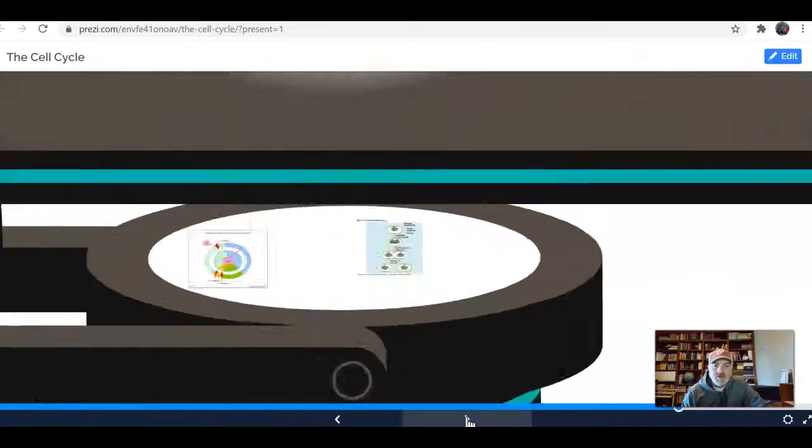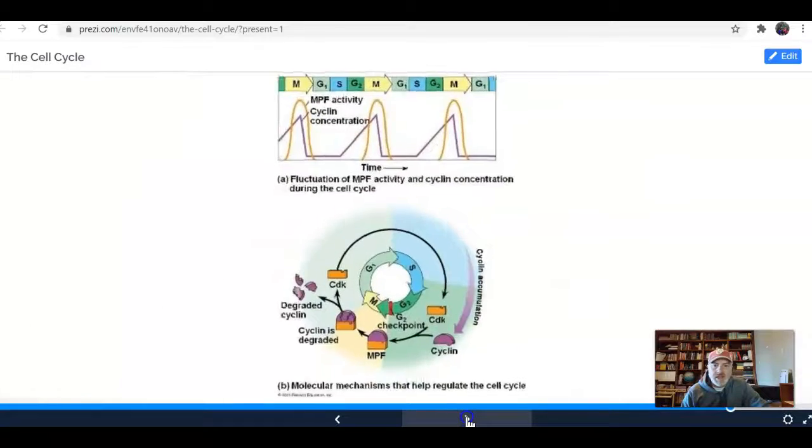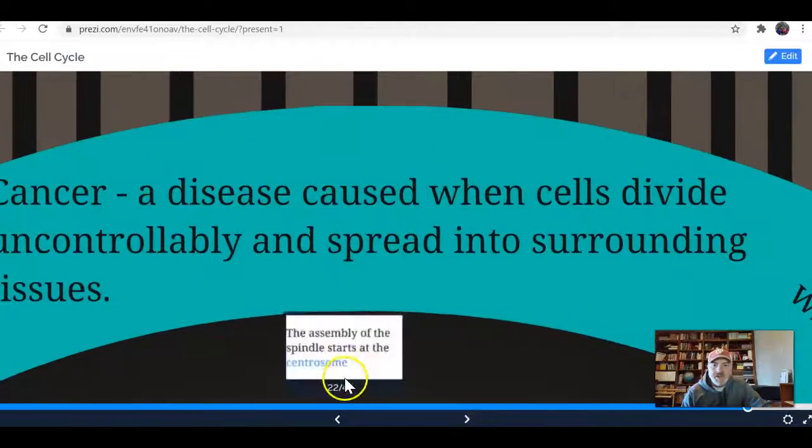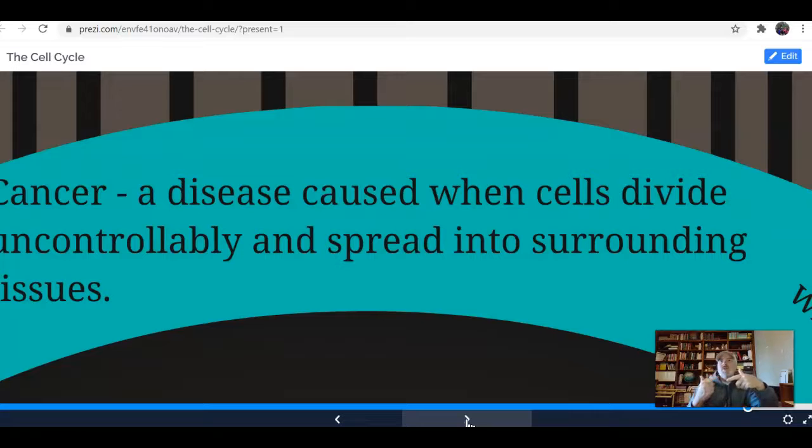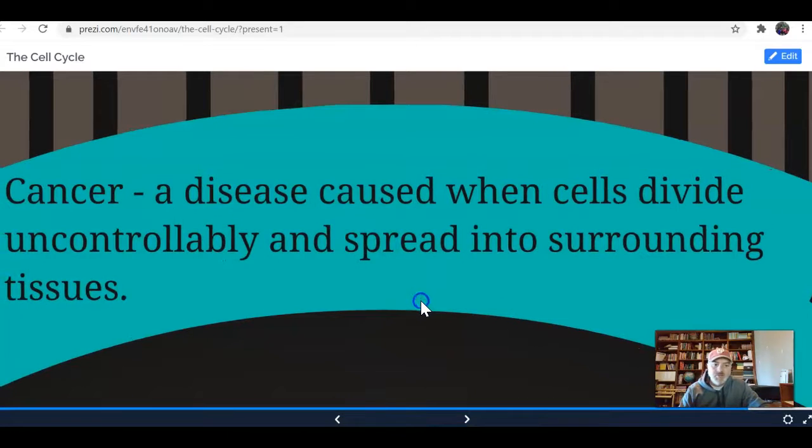cancer, and you had the hyperdoc on it last week. So real briefly I want to talk about cancer. It is a disease caused when cells divide uncontrollably and they spread into surrounding tissue. So typically what happens is the cell will go from mitosis to mitosis to mitosis to mitosis. It never goes into interphase where it will typically do its job. So you have these cells just dividing uncontrollably, and they are not able to do their typical job.